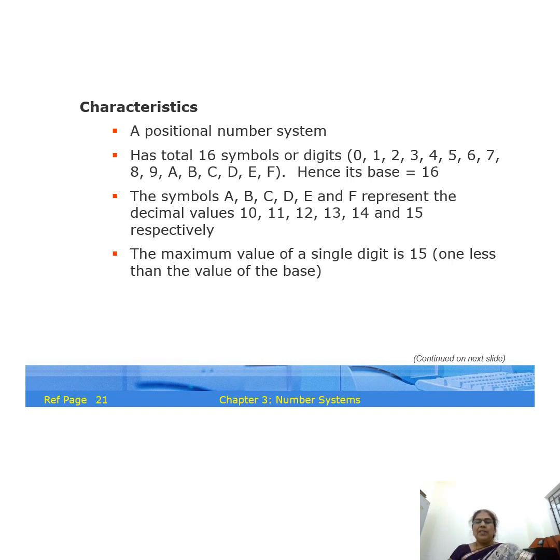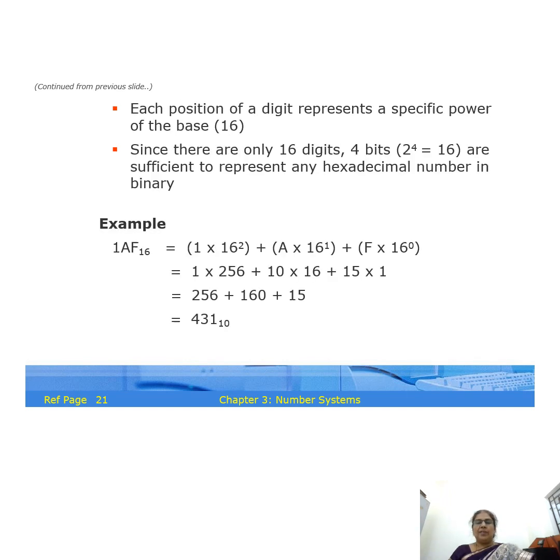The symbols A, B, C, D, E and F represent decimal values, as already discussed. The maximum value of a single digit is 15, 1 less than the value of the base. Each position of a digit represents a specific power of the base 16. Since there are only 16 digits, that is 4 bits, 2 to the power 4 is equal to 16, which is sufficient to represent any hexadecimal number in binary.